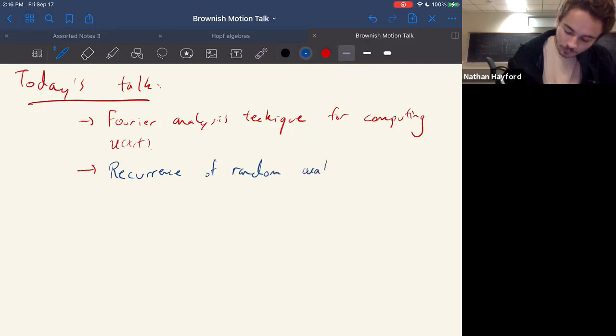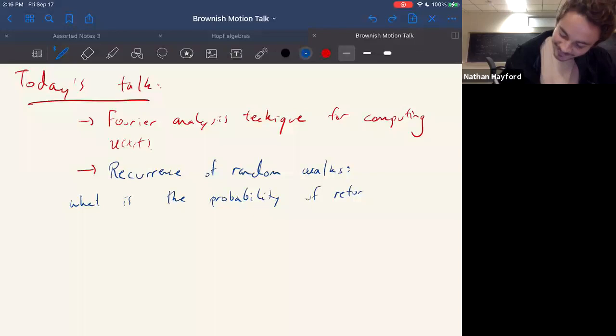And we're going to use the technique we found here to actually be able to answer this question. So recurrence of random walks: what is the probability of returning to 0? Returning to 0 after n time steps, or returning to 0 infinitely often.